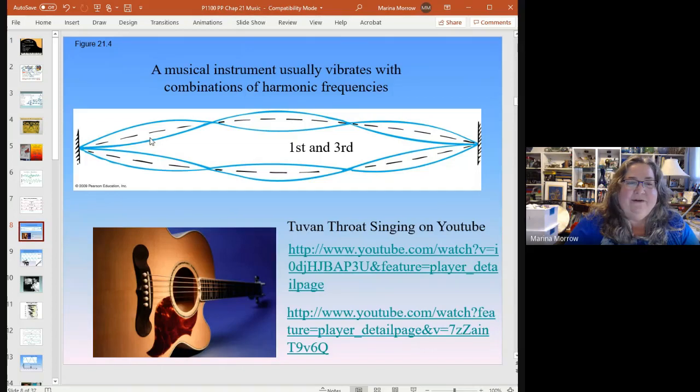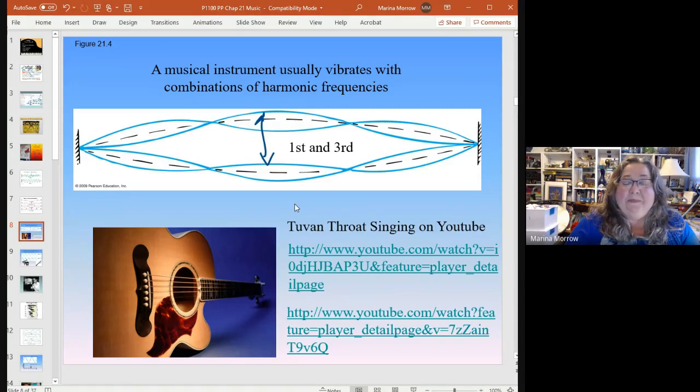So here's showing how a string would look if it just had the first and the third harmonic. It would go up and down, but it would also have an extra triple wiggle in the string. So it's playing both first and third at the same time. And if you can imagine having the second and the fourth and the fifth and all those different harmonics playing at the same time, it would be an incredible thing to see.